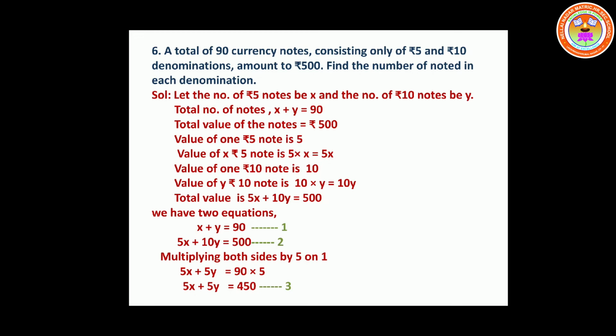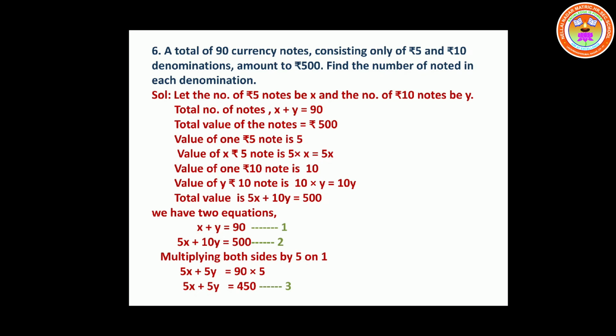Okay, so a total of 90 currency notes. There are a total of 90 currency notes, and it has only 5 rupee and 10 rupee denominations. When I add that, it amounts to ₹500. I have to find the number of notes in each denomination, that is, how many notes in 5 rupees and how many notes in 10 rupees.